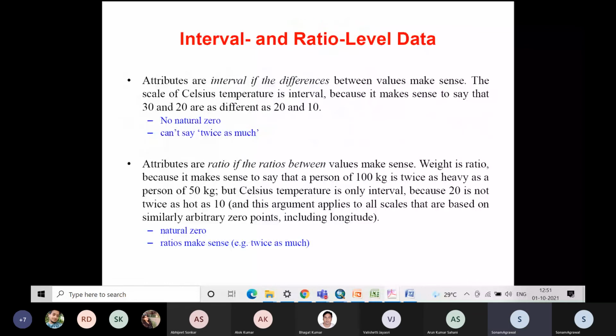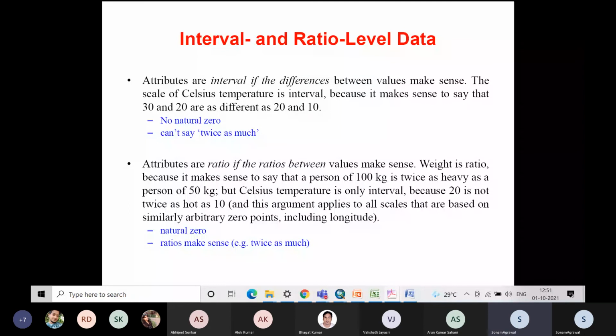Third one is the interval data. In case of interval data, you can perform comparison, you can perform addition and subtraction operations over here, but the thing is there is no absolute zero, and zero doesn't mean the absence of that thing. Temperature is the example of interval data.